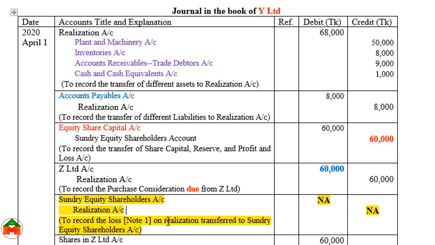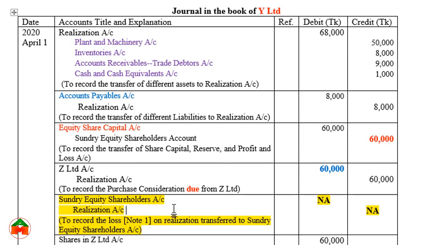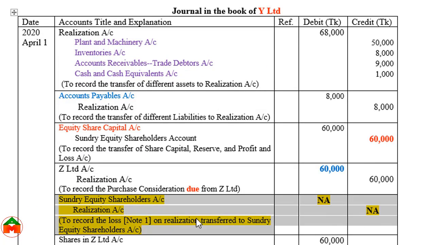We have seen that in the X Company Limited there was a loss due to realization account, but in case of Y Limited there is no loss because they have provided equity of 60,000 and they have received purchase consideration for 60,000. So there is no profit, no loss. That's why this journal is not applicable for Y Limited, although we have shown the same journal in the X Company Limited. Since there is no profit or loss for Y Company Limited, we should not provide any journal entry for the loss or profit in the journal book of Y Limited.